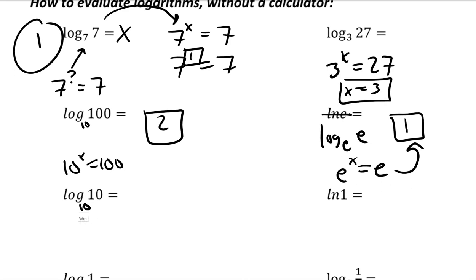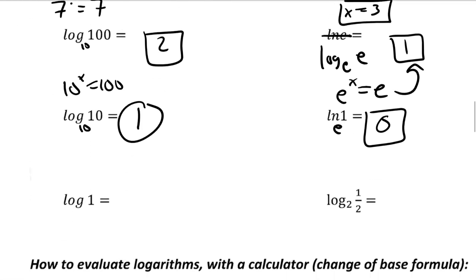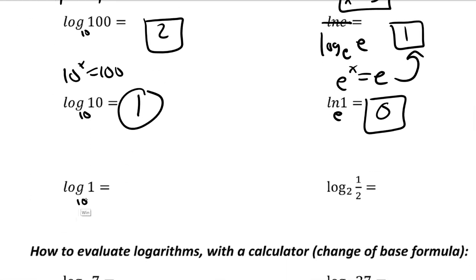This is saying 10 to what power gives you 10? Well, that would be 1. E to what power gives you 1? That would be 0, because anything to the 0 power is 1. 10 to what power gives you 1? Well, again, 0. Anything to the 0 power gives you 1. You will 100% see that on the quiz and the test.